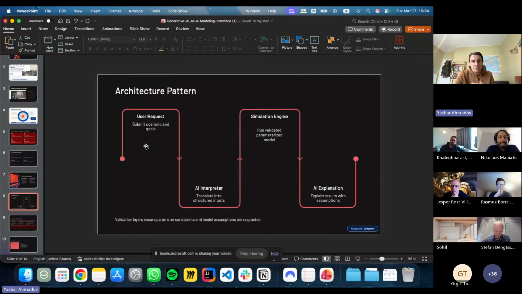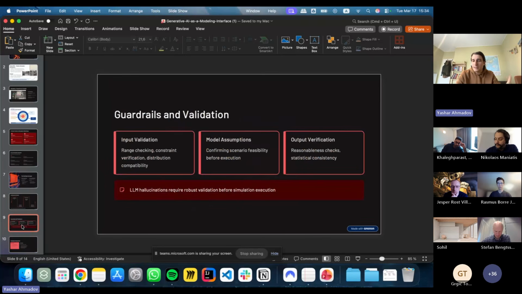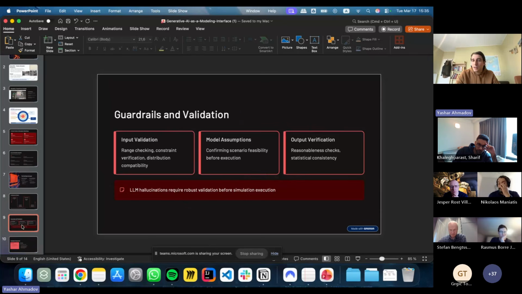Yeah, so I mentioned this. You have the user request, you have the AI interpreter translating what you said into a structured format, running, getting the outputs and interpreting them for you. There are some guardrails and validation that need to be in place. Of course, if you give invalid inputs or things that go beyond the model's assumptions, you need sense checks on the outputs. We always have some runs that don't make sense for whatever reason. All these things are now easier to detect with LLMs.